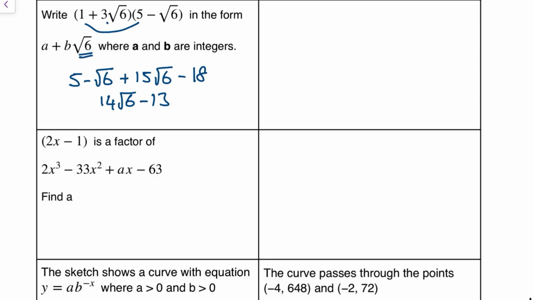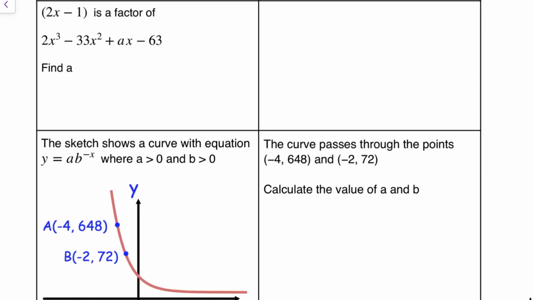Now, just to be pedantic, I haven't really written it in the same way. So I'm going to write it in exactly the same way the answer says. So that's minus 13 plus 14 root 6. In other words, A equals minus 13 and B is equal to 14. Good question. Next one.